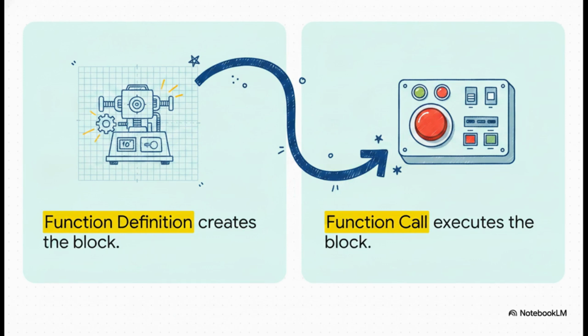To actually trigger that code, we have to look at the right side, the function call. Inside our main block, we type function1. Boom. The moment the compiler hits that specific line, the control flow instantly jumps up, executes the internal code of our definition, and then neatly returns right back to main to keep the program running.